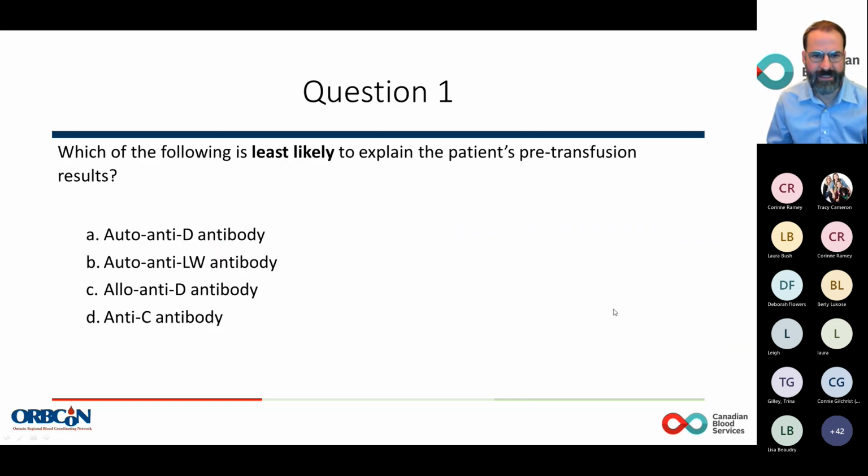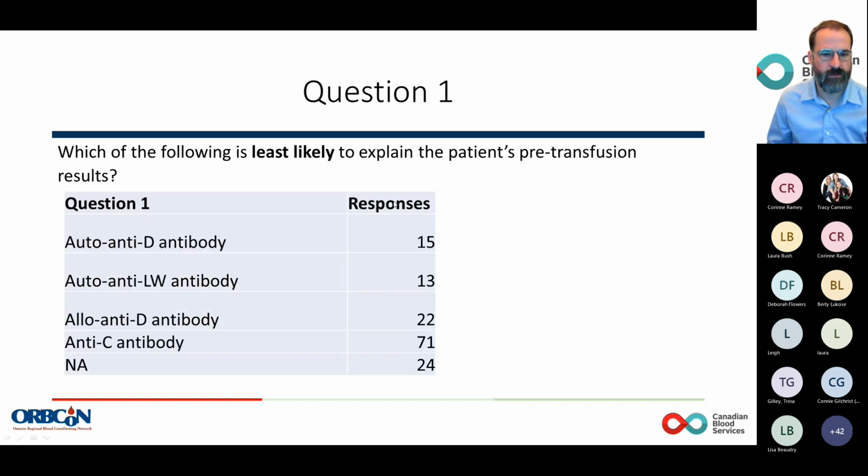So which of the following is least likely to explain the patient's pre-transfusion results? What we're seeing on the panel. So an auto anti-D antibody, auto anti-LW antibody, an allo anti-D, or an anti-C antibody. So in terms of responses we got here, most people are going with the anti-C antibody, and then a bit of a mix between some of the other options, almost evenly split between them.